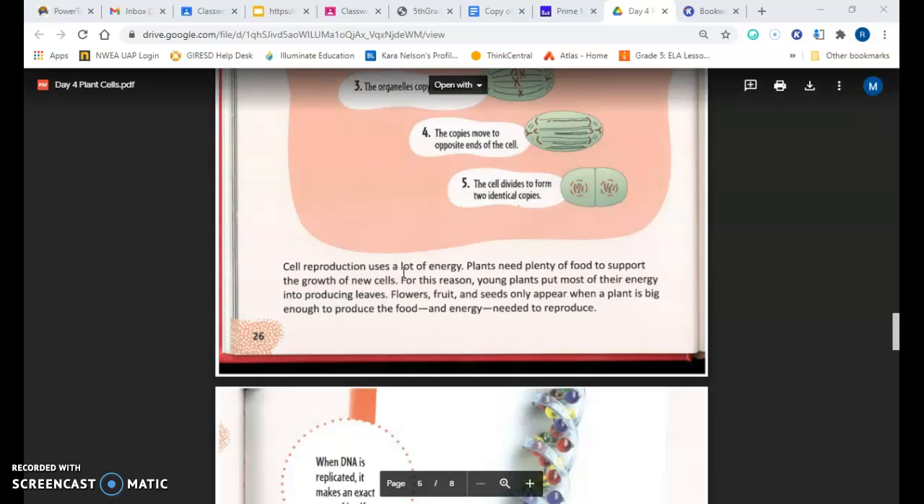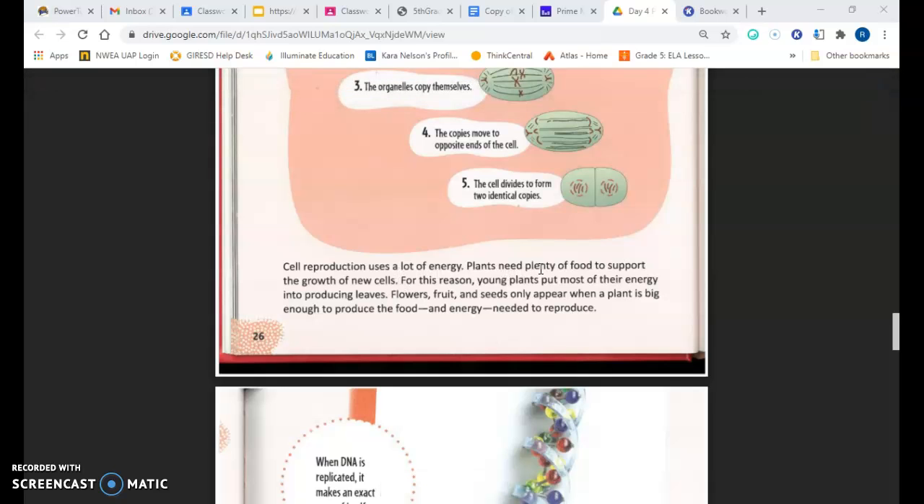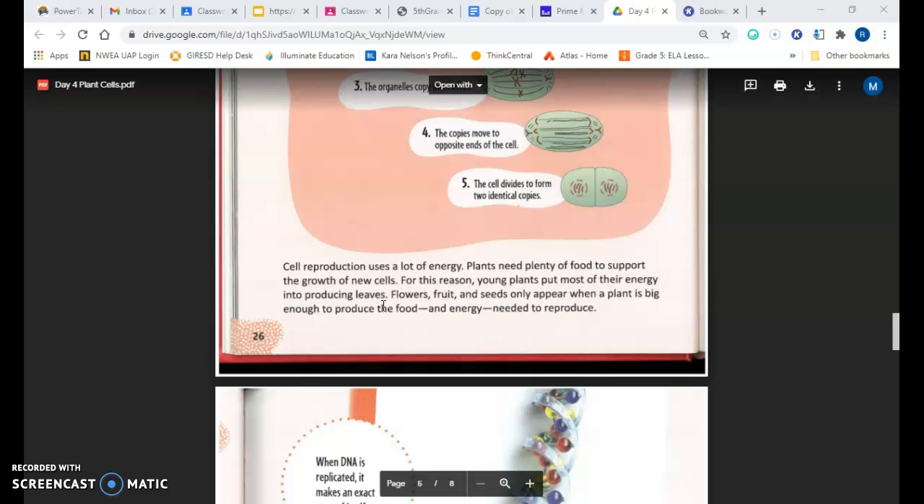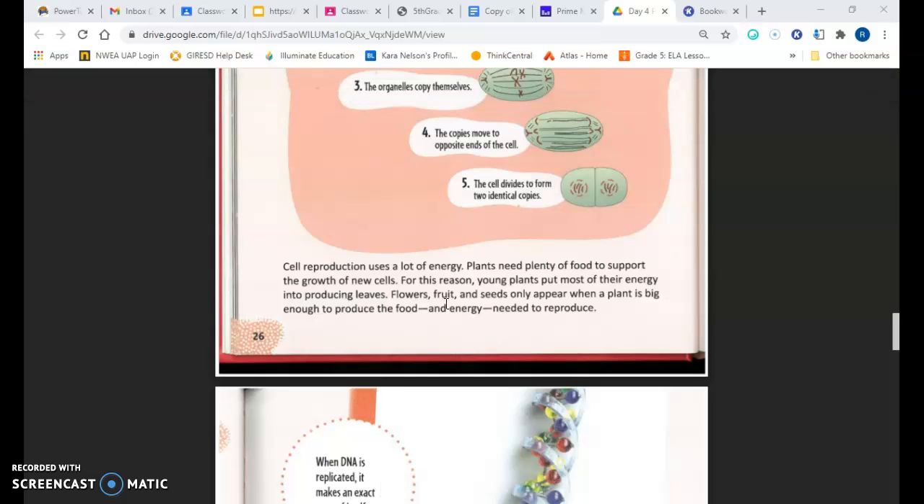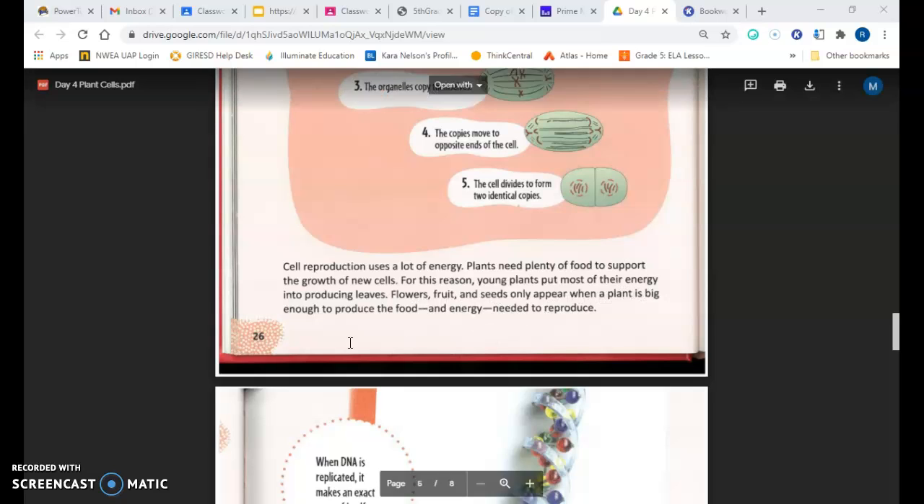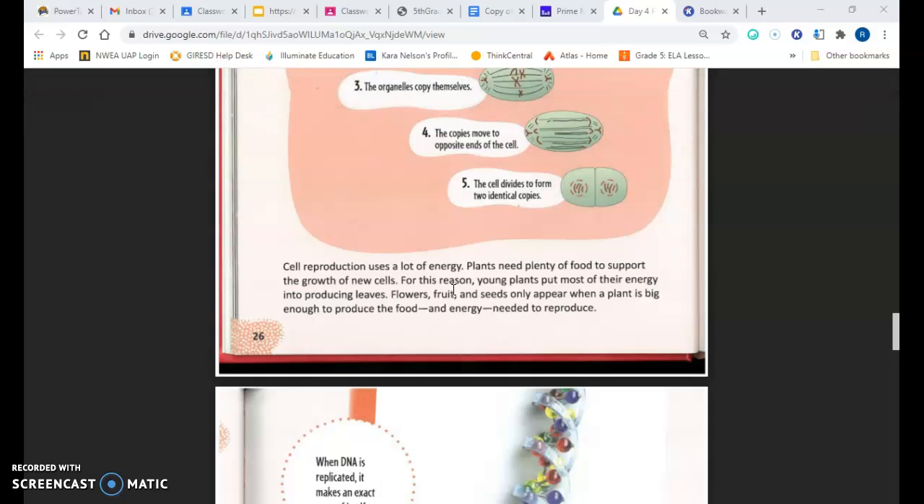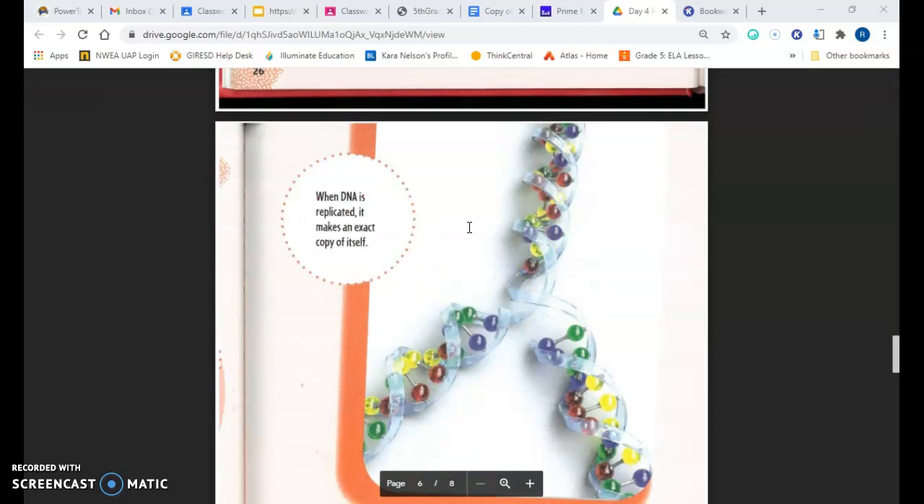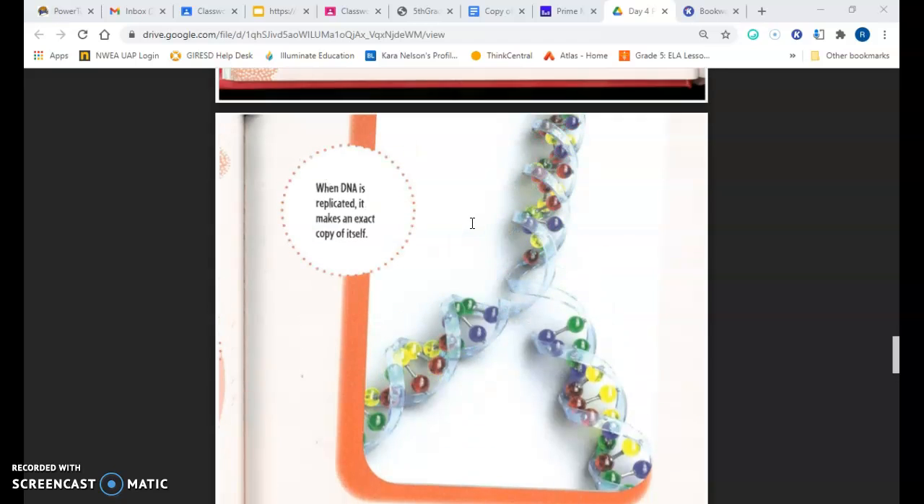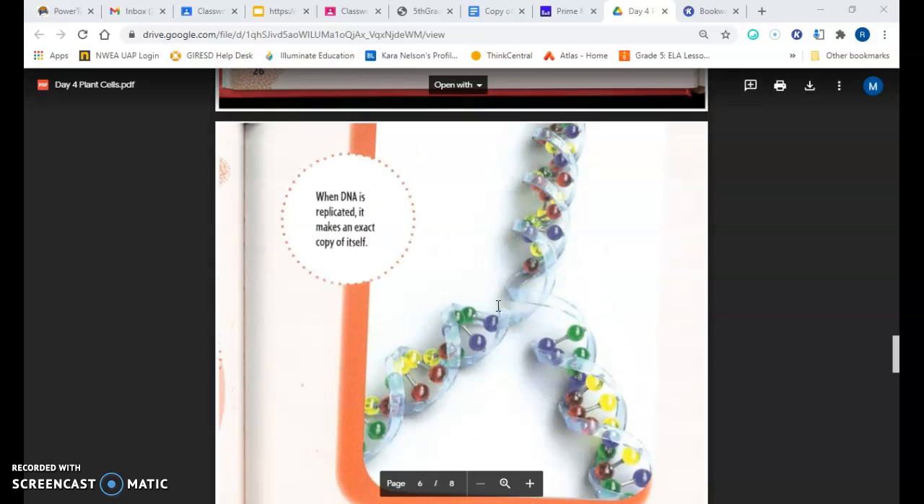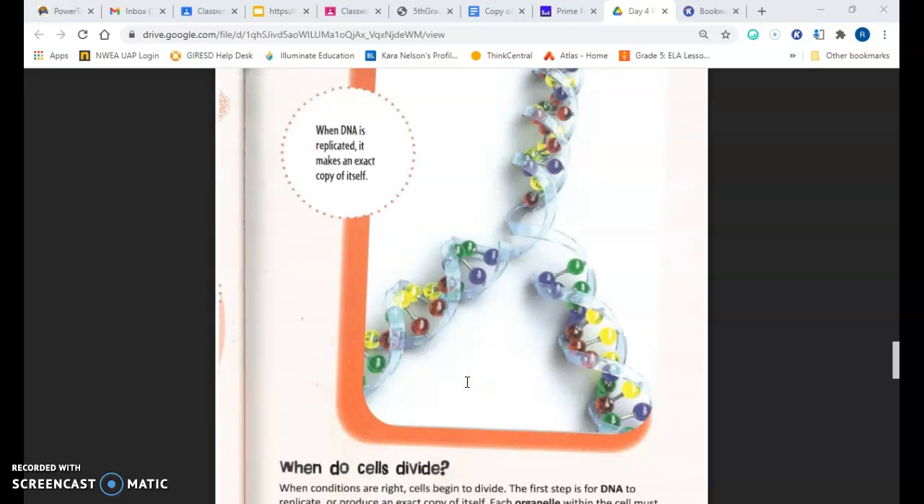So cell reproduction uses a lot of energy. Plants need plenty of food to support the growth of new cells. For this reason, young plants put most of their energy into producing leaves. Flowers, fruit, and seeds only appear when a plant is big enough to produce the food and energy needed to reproduce. When DNA is replicated, it makes an exact copy of itself, and I think we've seen a picture similar to this in our other book.